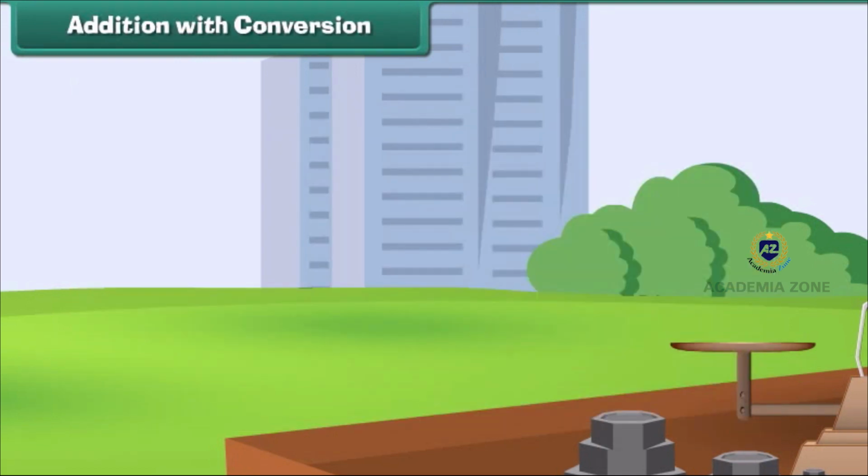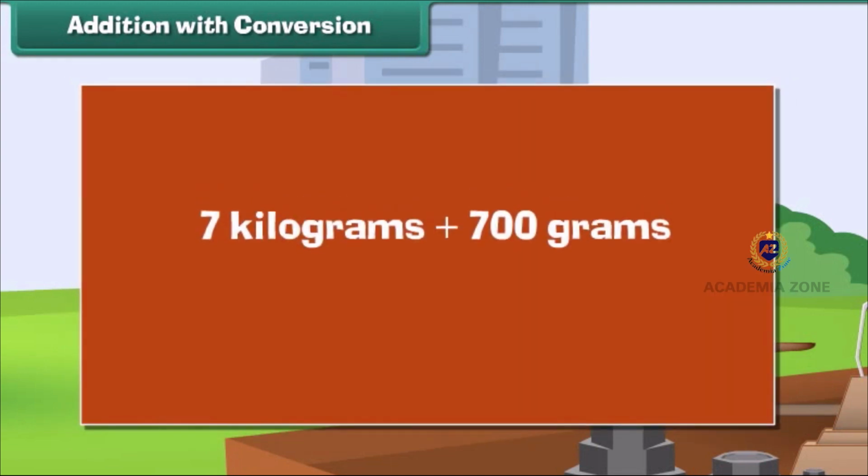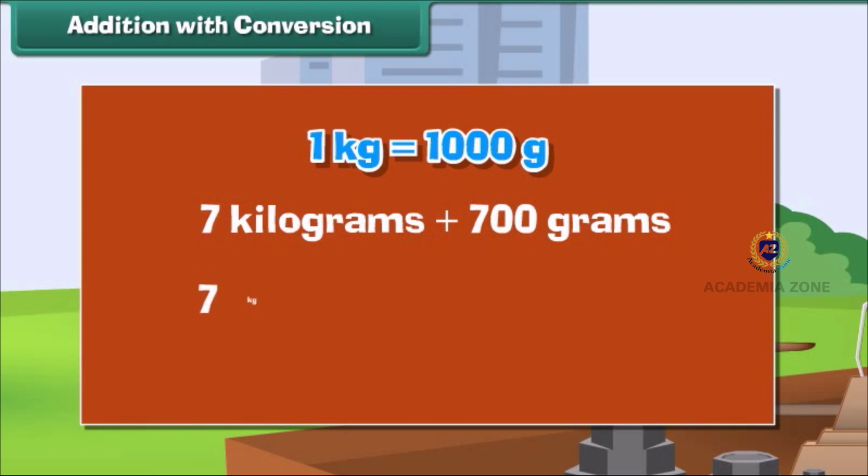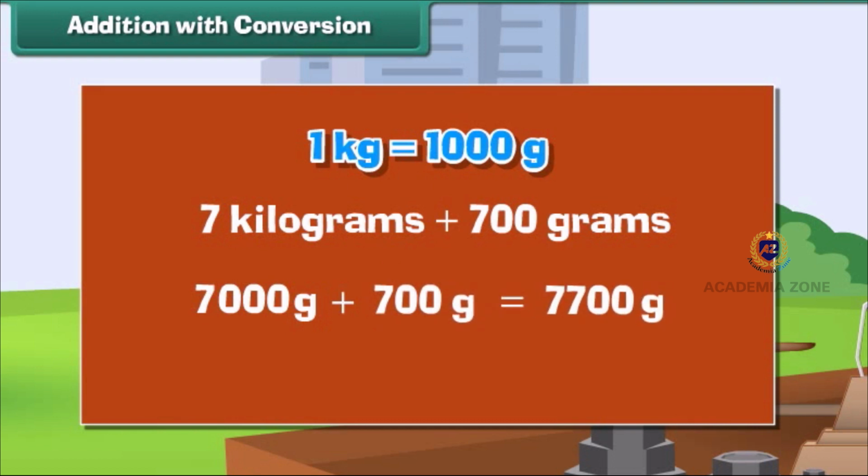Addition with conversion. Let's now add 7 kilograms with 700 grams. Let us first convert kilograms into grams. 1 kg is equal to 1000 grams. So, 7 kg is equal to 7 into 1000 grams, which equals 7000 grams. 7 kg plus 700 grams is equal to 7000 grams plus 700 grams, which equals 7700 grams.